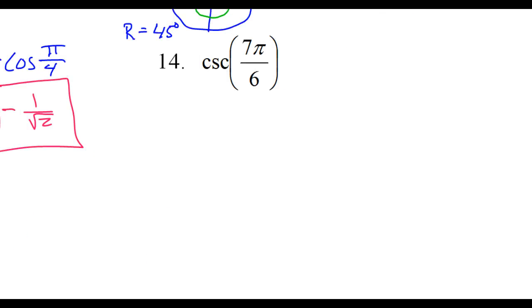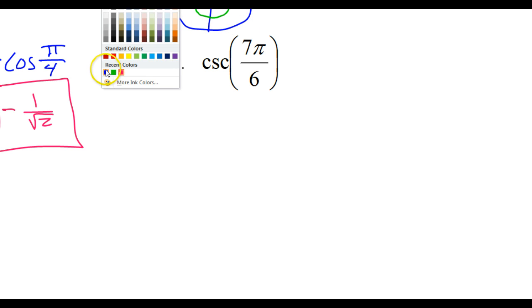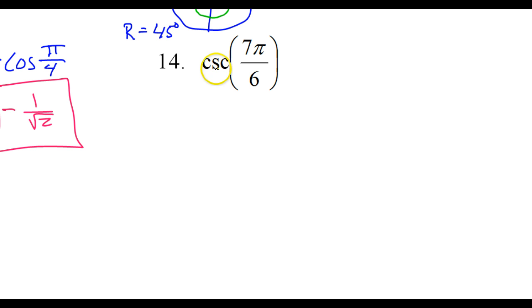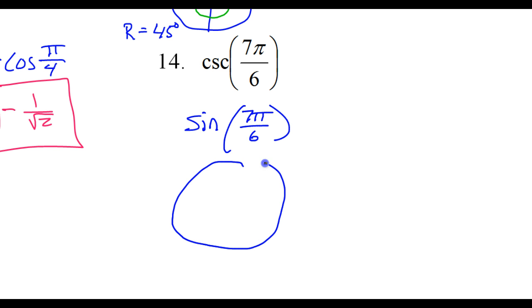Alright, number 14. Cosecant. It's one of those reciprocal trig functions. Cosecant is the reciprocal of the sine function. So let's start off by finding the sine of 7 pi over 6. And then whatever we get, we'll do the reciprocal of that. So let's graph it on our unit circle.